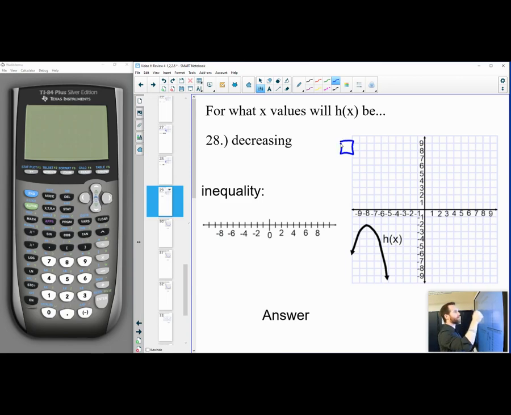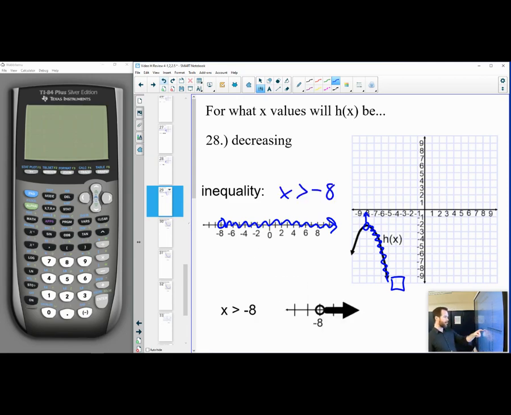Number 28, decreasing. Very similar to the last one. We imagine it like a roller coaster ride. Left to right, increasing, increasing. Oh, we reached the peak, and now we're decreasing. So it was decreasing on the right side of that x value of -8. So an open dot on -8, shade to the right, because that's when the roller coaster ride was decreasing. Let's not forget the inequality. x is going to be greater than -8, because shading to the right means greater than. Shading looks good to me.